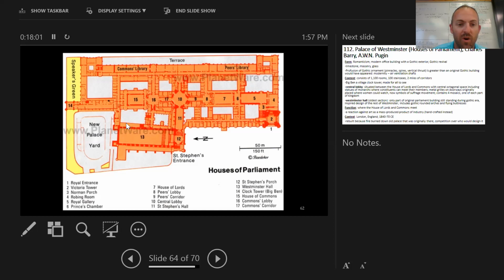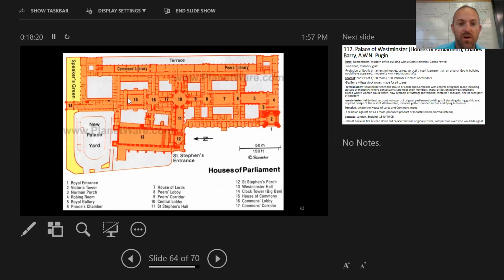And then Westminster Hall is 13 down here, the biggest, the longest hallway in the whole structure. And that's the only part, like I said, that did not burn down. So where is that in relation to Big Ben? Big Ben's over here. Big Ben, again, was added later, in case you were wondering.